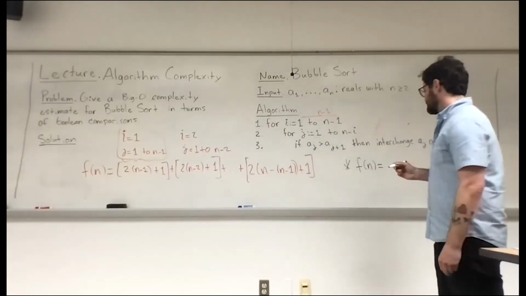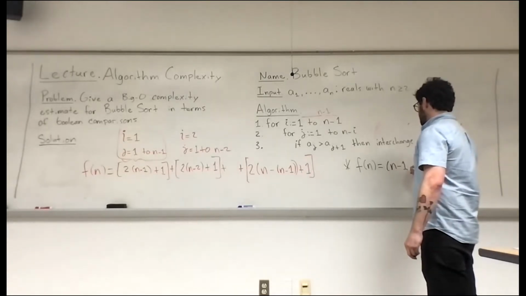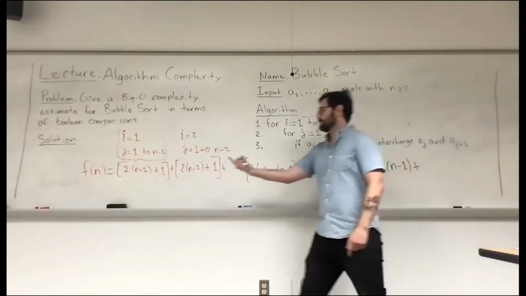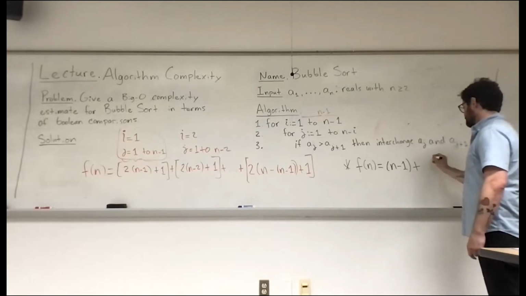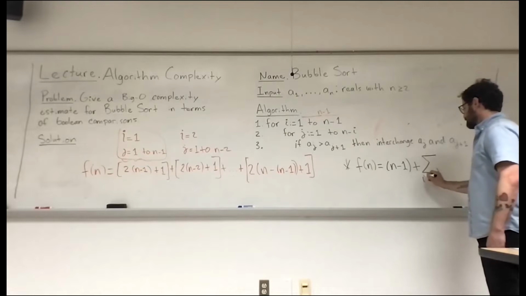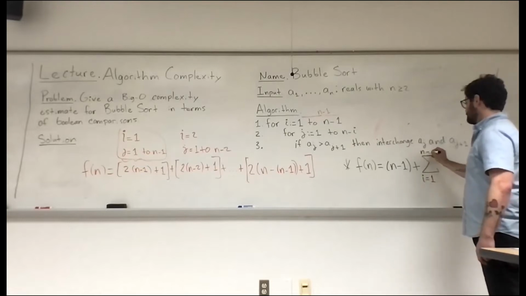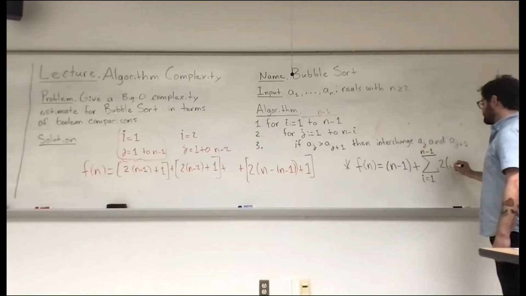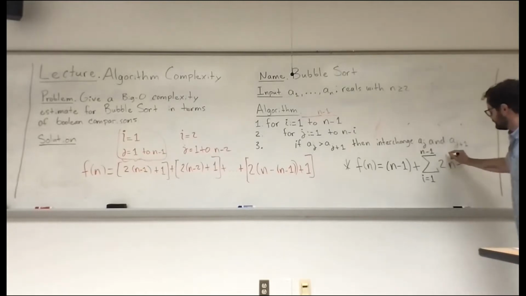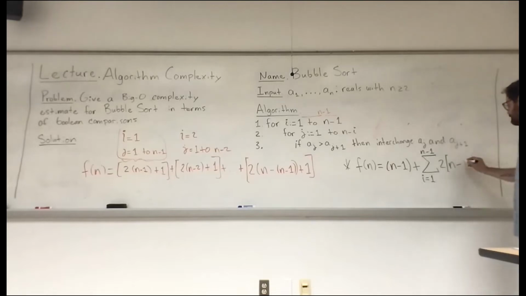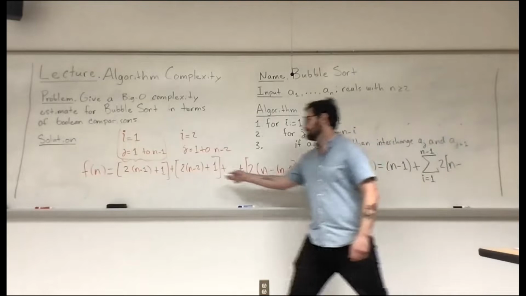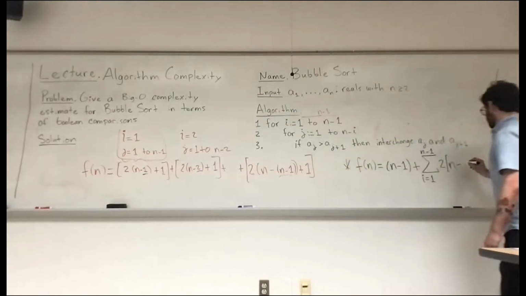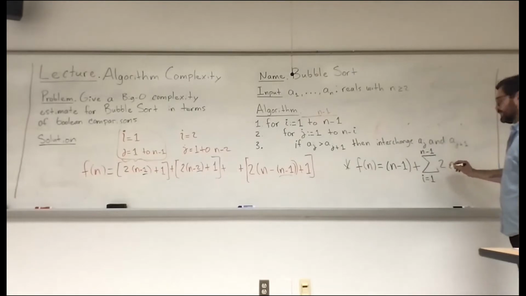So it's n minus one plus these terms. Right? So what is that? I'm going to introduce summation notation. The sum from i is equal to one to n minus one of two times n minus i. I don't need those brackets there. Yeah, just this.